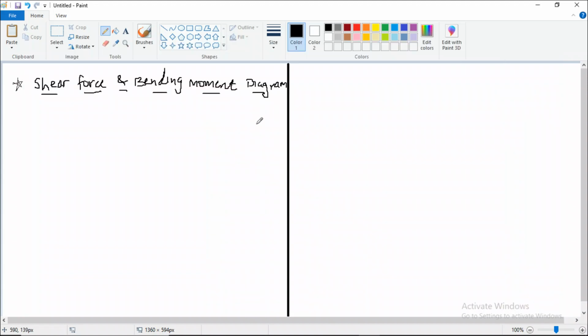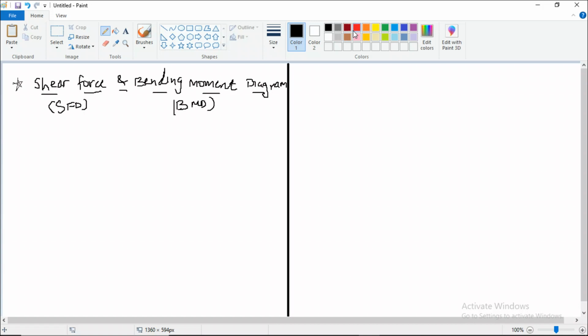Welcome back. Today we are going to see the shear force and bending moment diagram, and we'll learn how we can construct the shear force and bending moment diagrams. Generally, the shear force and bending moment diagram represent the variation of shear force and bending moment along the span of a beam. Shear force diagram is abbreviated as SFD and bending moment diagram is abbreviated as BMD.